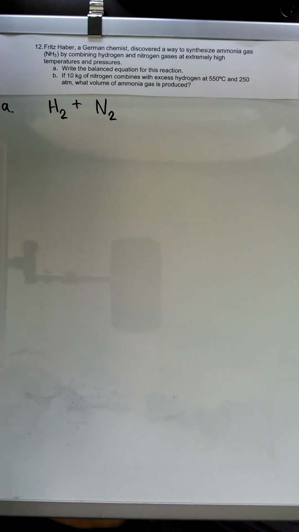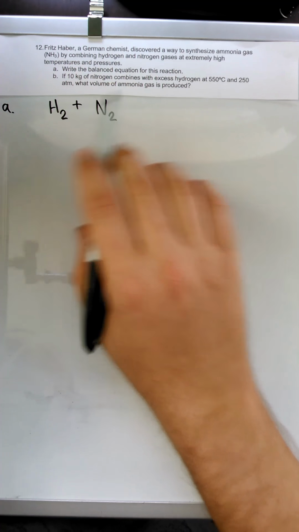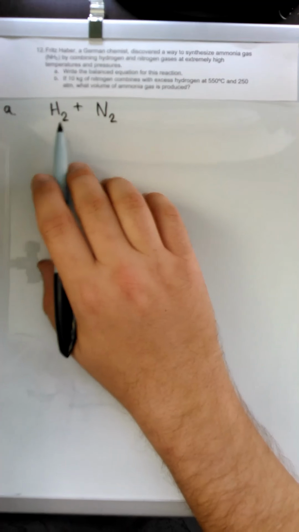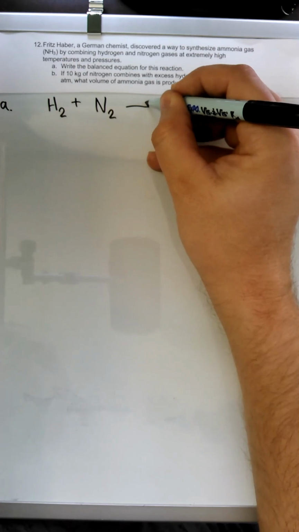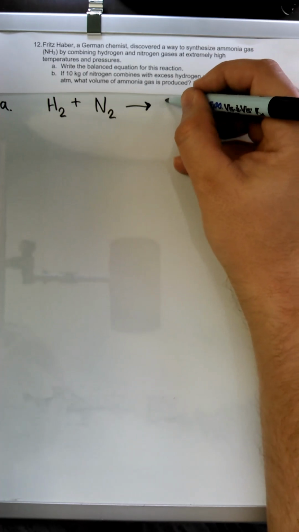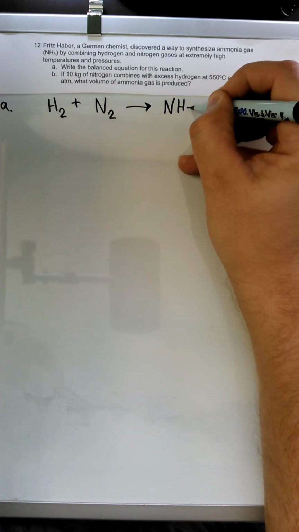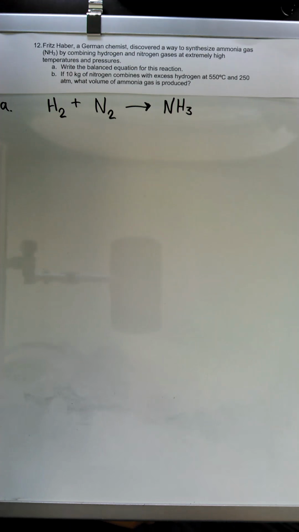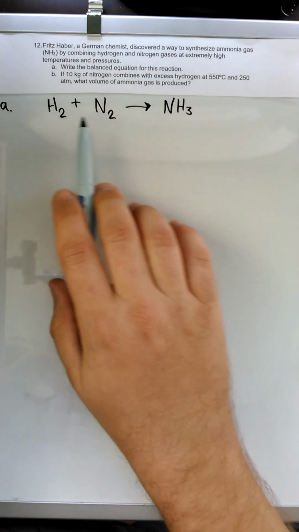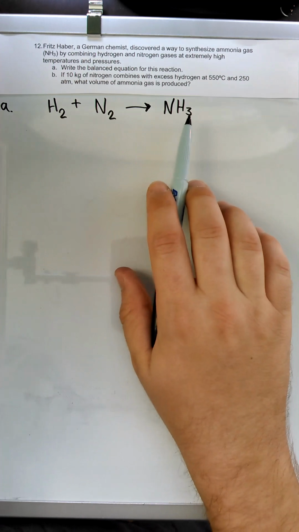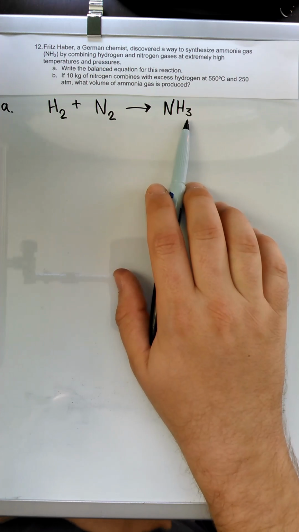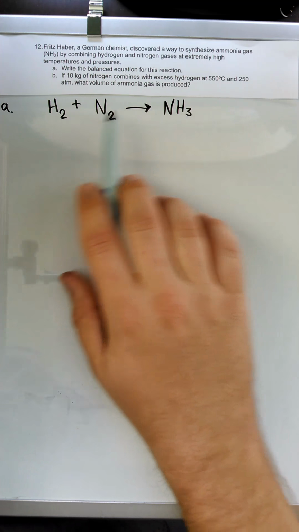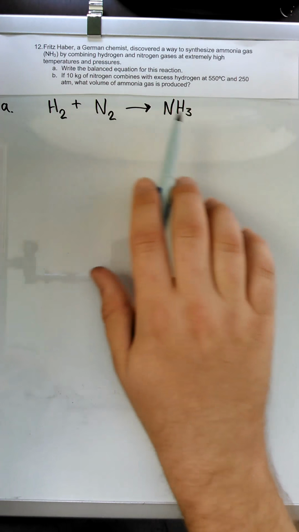So we have hydrogen gas, well, bromine is technically a liquid. Hydrogen gas and nitrogen gas are being combined, and then we are producing ammonia, which is NH3. Now, to balance this, I would first look at my subscripts and notice I have a 2 for hydrogen on the reactant side, and a 3 on the product side. So to balance it, I want to find the least common multiple between these two numbers, which would be 6.